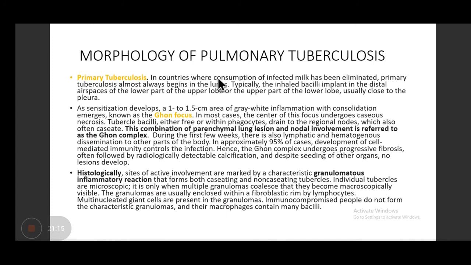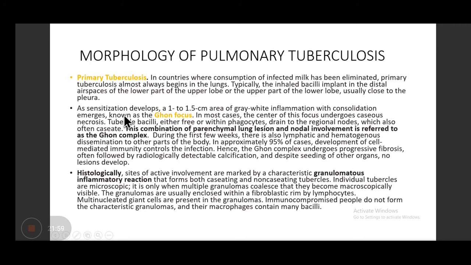Now we'll come on to the microscopy, your gross and microscopic findings in pulmonary tuberculosis. As we have discussed in the lecture as well, primary tuberculosis occurs in countries where consumption of infected milk has been eliminated. Primary TB almost always begins in the lungs, right? Typically, the inhaled bacilli implant in the distal air spaces of the lower part of the upper lobe or the upper part of the lower lobe. Now, the question for you is why it has this propensity of affecting the lower part of the upper lobe or the upper part of the lower lobe. Why this characteristic location, close to the pleura? So this is the question for you.